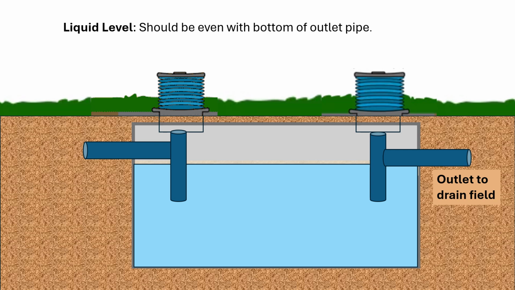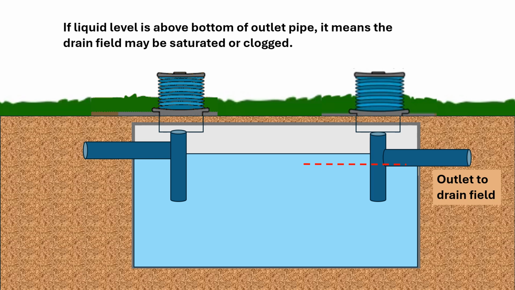Now finally, let's talk about the liquid levels in a tank. In a septic tank, the liquid level should be even with the bottom of the outlet piping. That means that all of the liquid in the tank is able to easily flow out to the drain field. There's no restrictions.